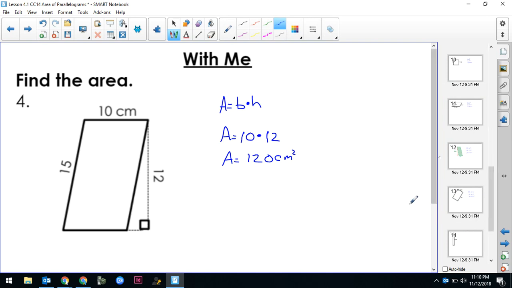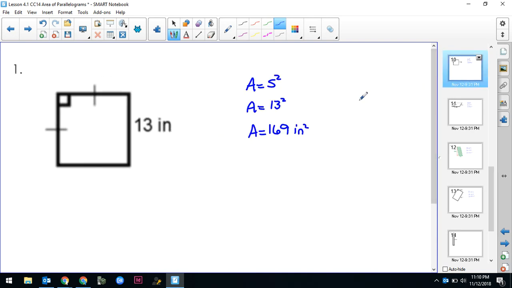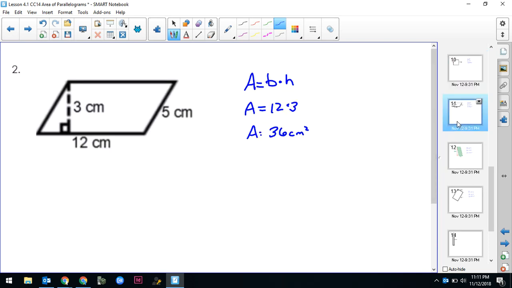Okay, I'm going to go ahead and share answers for the on your own questions. Hopefully you've paused and gone through those questions. Here is the first one. It is a square, so I used A equals S squared. Substituted in the 13 and got an answer of A equals 169 inches squared. For the second one, we have a parallelogram. So I'm using A equals base times height, the base being 12, and the height is the 3 because it meets at a nice right angle, and we end up with an area of 36 centimeters squared.